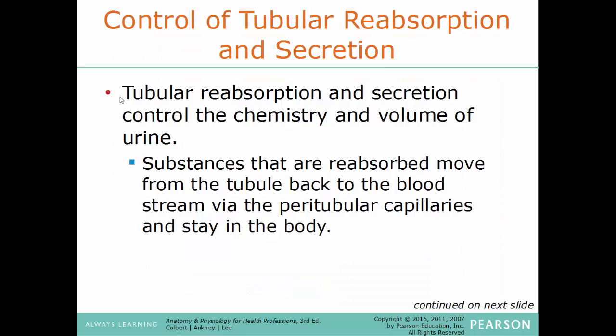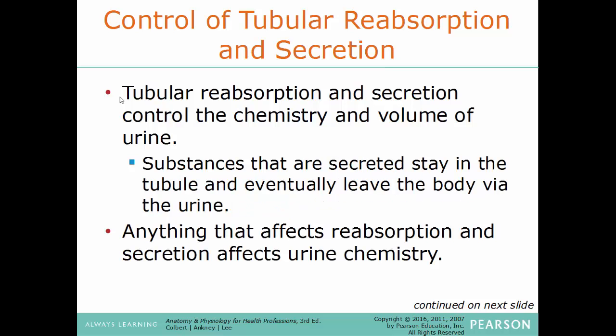All right, we'll talk about the control of tubular reabsorption and secretion. Now, tubular reabsorption and secretion will control the chemistry and then the volume of urine. So substances that are reabsorbed move from the tubule back into the blood via the peritubular capillaries, and then they stay in the body. And substances that are secreted stay in the tubule and eventually leave the body via the urine. Anything that affects reabsorption and secretion will affect urine chemistry.